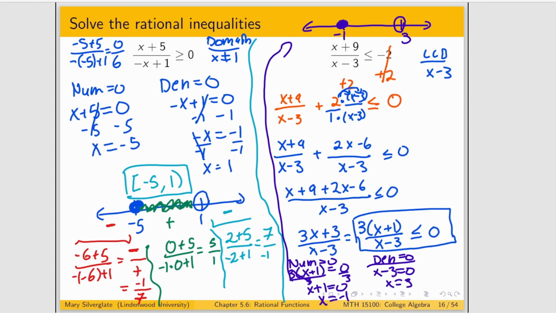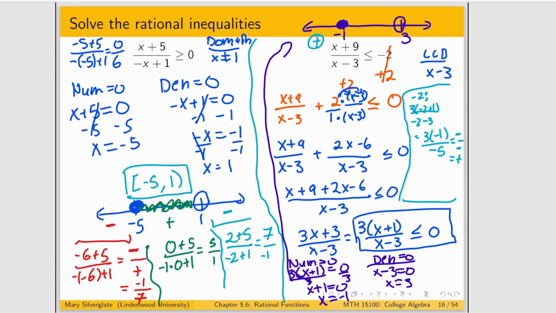So this is normally where I would just go to the whiteboard in class. All right, so let's plug in negative 2 here. That's 3 times negative 2 plus 1 over negative 2 minus 3. Negative 2 plus 1 gets us negative 1. Negative 2 minus 3 gets us negative 5. I have a positive times a negative on my numerator, which is a negative, over a negative 5, which is a negative, and a negative divided by a negative is a positive. So my result is positive.